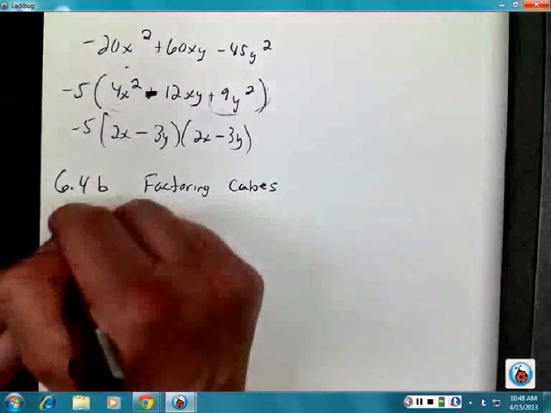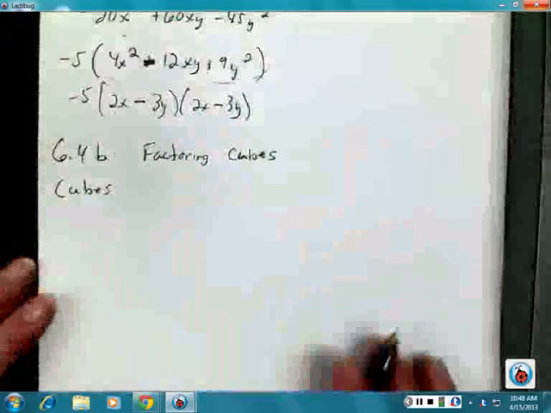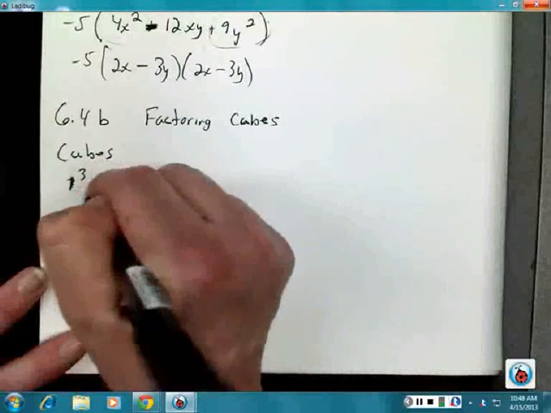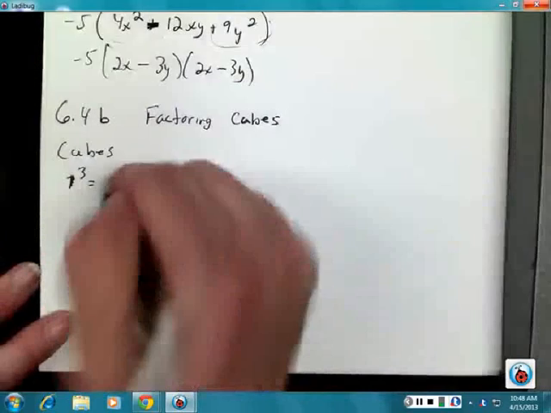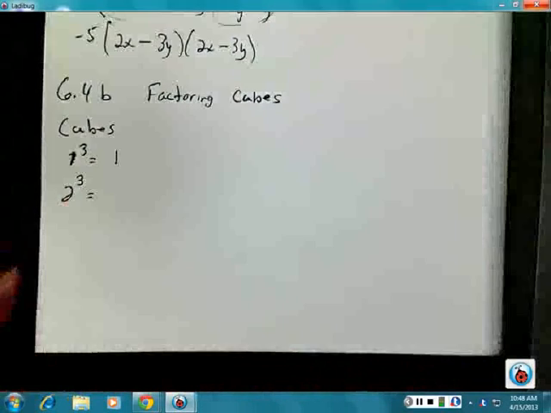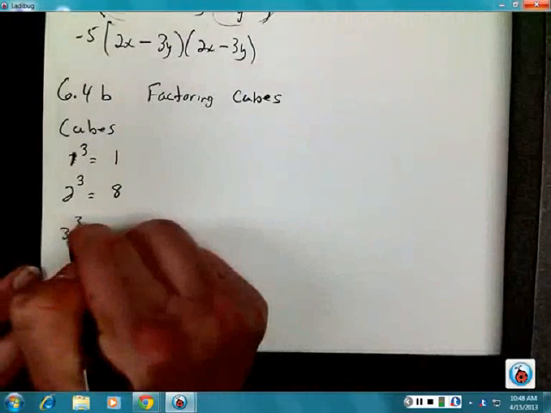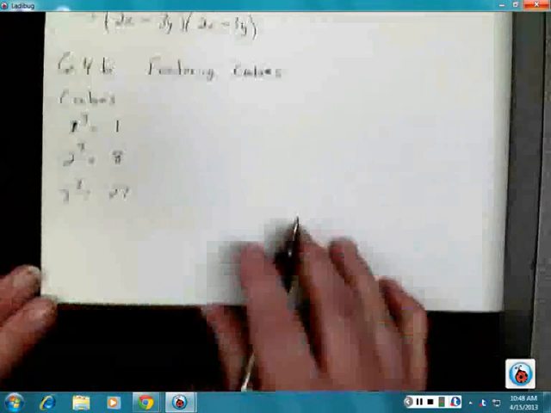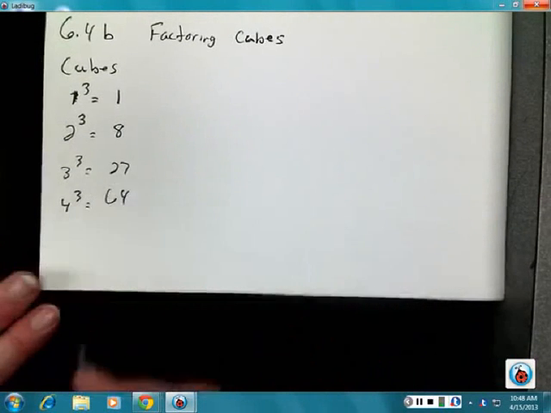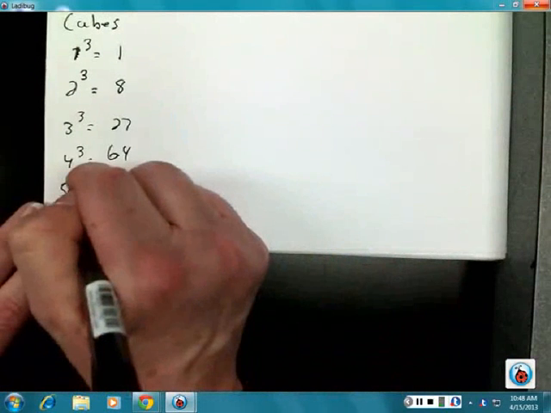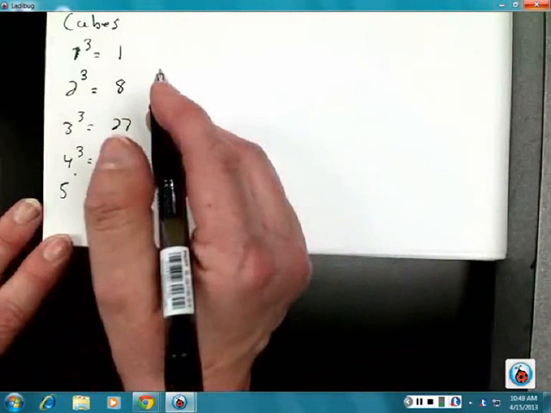So if you find the cube values that you happen to have, if I take 1 and cube it, what do I get? What's 1 times 1 times 1? 1 times 1 times 1 is 1. What is 2 cubed? 8. What is 3 cubed? 27. 4 cubed? 4 times 4 times 4? What's 4 times 4 times 4? 64. Yep. Times 4 again.